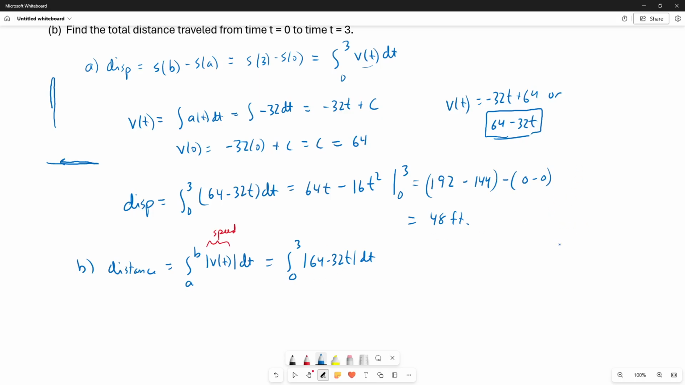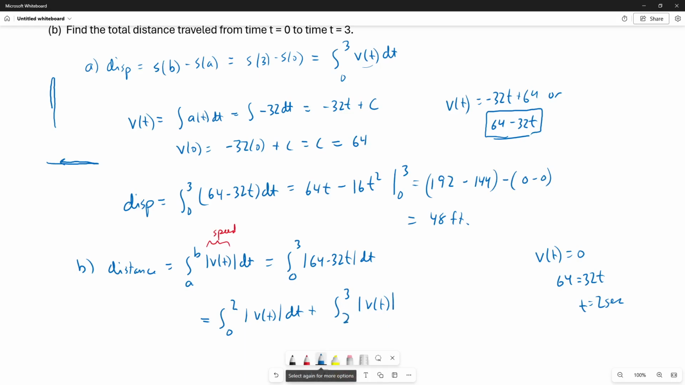So when is our velocity positive? When is our velocity negative? Our velocity is equal to 0 when 64 is equal to 32t, and that's t equals 2 seconds. So we're going to break this integral up into 0 to 2, absolute value of our velocity, plus integral 2 to 3, absolute value of our velocity. Sorry, I got ahead of myself there, or behind myself. 2 to 3. Absolute value of velocity. Now, what is the absolute value of the velocity?